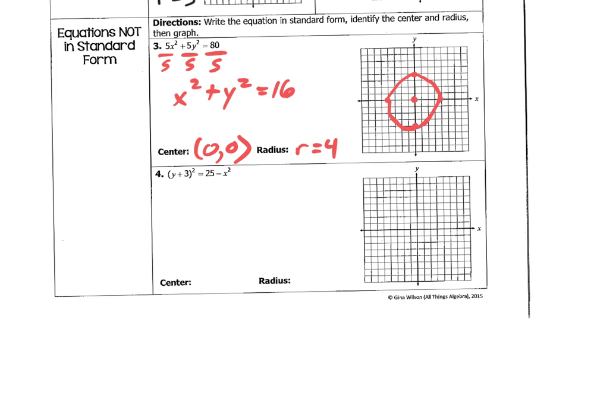All right, on number 4, the only thing we want on this side over here is the constant, the one that doesn't have any x's or y's attached to it. On the other side, we want the x squared and the y squared on the same side. So on this one, we're simply going to add x squared to both sides. And so we have x squared plus y plus 3 squared equals 25.